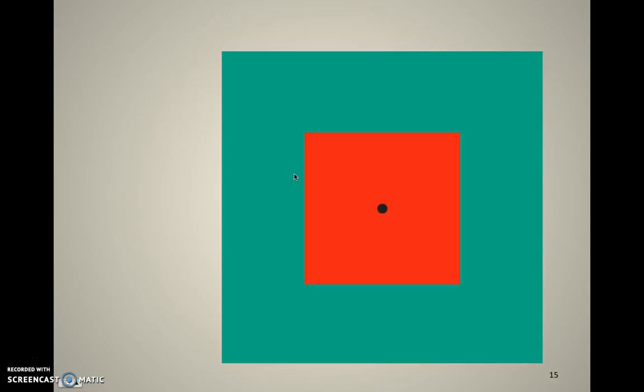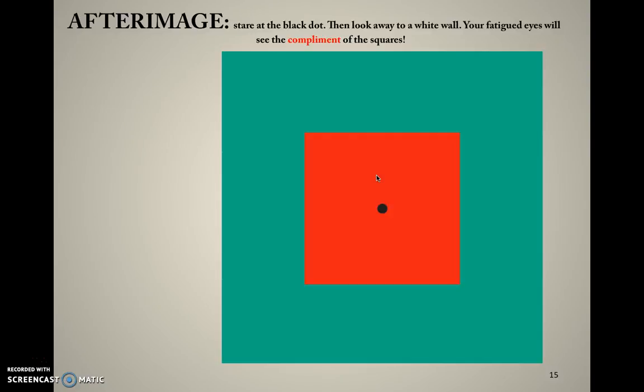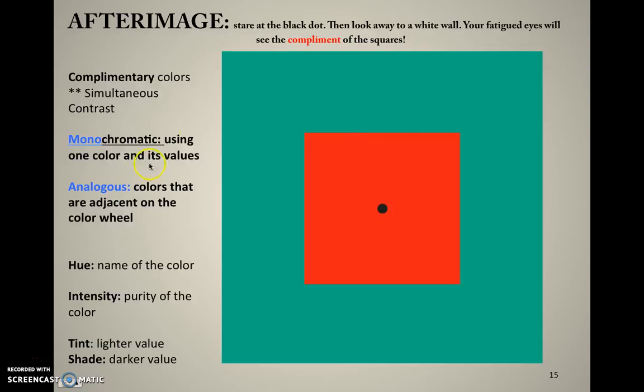You can read about this. This is about after image, and you can also do this with the PowerPoint on your own. But when you have complementary colors working together, your eyes, because of the way that we perceive color, will fatigue over time, and you will start to see the reverse of what is there. That is called after image, and you start to see the complement of the colors. Make sure you also understand these terms with regard to the color wheel: monochromatic, using one color, lights and darks of it, but one color, and analogous, colors that are adjacent to each other on the color wheel.